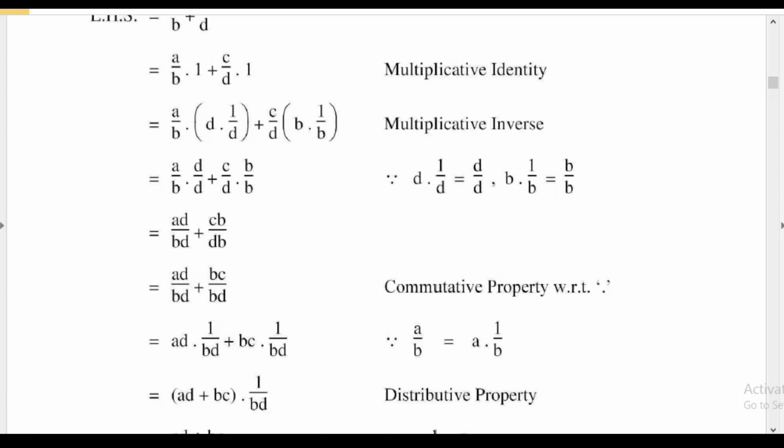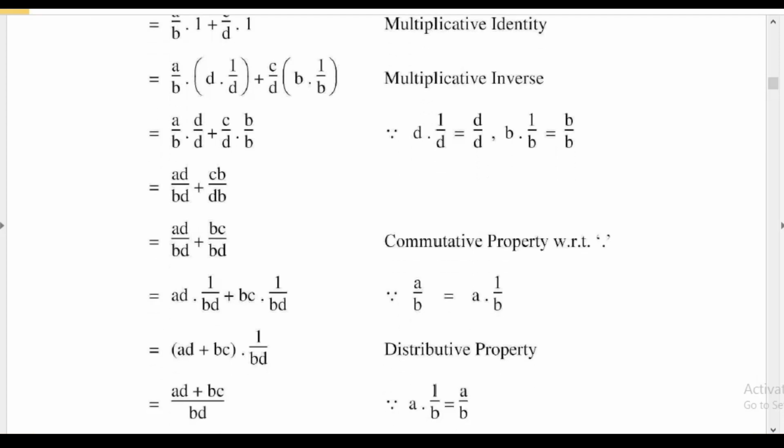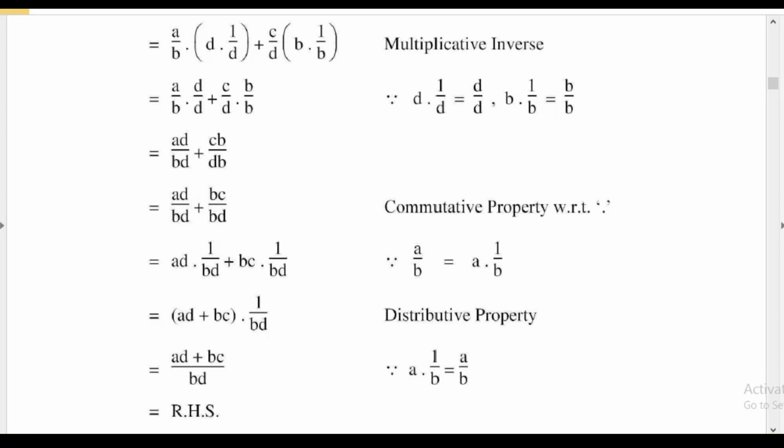So taking common 1 divided by BD, AD plus BC into 1 divided by BD, that is the distributive property. So next, AD plus BC divided by BD, that is equal to the right hand side, which is the required solution.